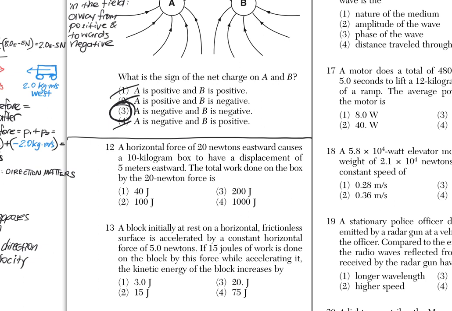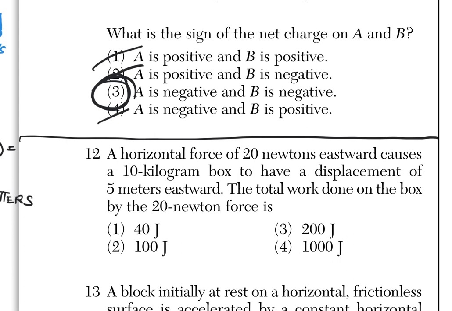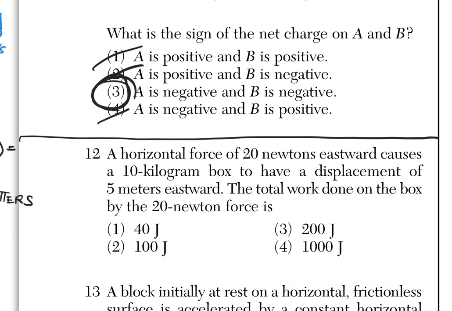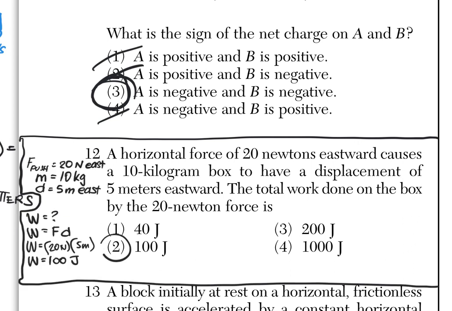Number 12. It looks like the work done on the box. Let's write down the things that we know. We have a 20 Newton pushing force acting on a box that's 10 kilograms of mass. It displaces 5 meters to the east, and it wants to know what is the work done. Work we know is FD, where F and D need to be in the same direction, or components thereof. I do see that the force and the displacement are both east, so I'll just multiply them up. And 20 times 5 is 100, so 12 is choice 2.